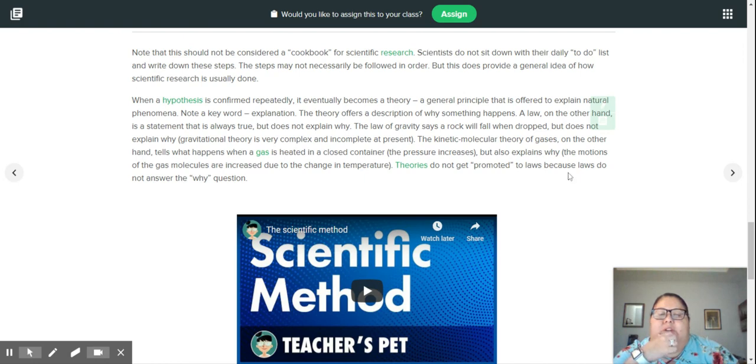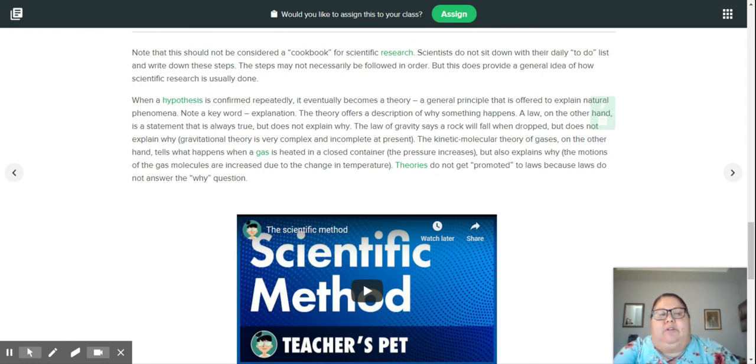A noted keyword: explanation. The theory offers a description of why something happens. A law, on the other hand, is a statement that is always true but does not explain why. The law of gravity says a rock will fall when dropped but does not explain why. Gravitational theory is very complex and incomplete at present.